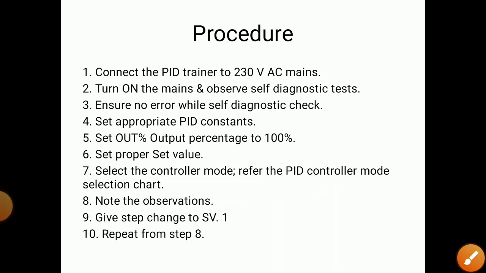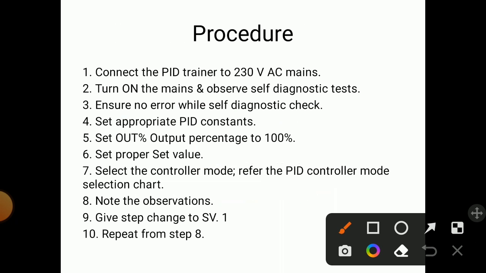So what is the procedure here? Connect the PID tuner to 230 volts AC supply. Then turn on the main supply and observe the self diagnostic tests. Third, ensure no error during the self diagnostic check. So there should be no error, then we can go for readings.